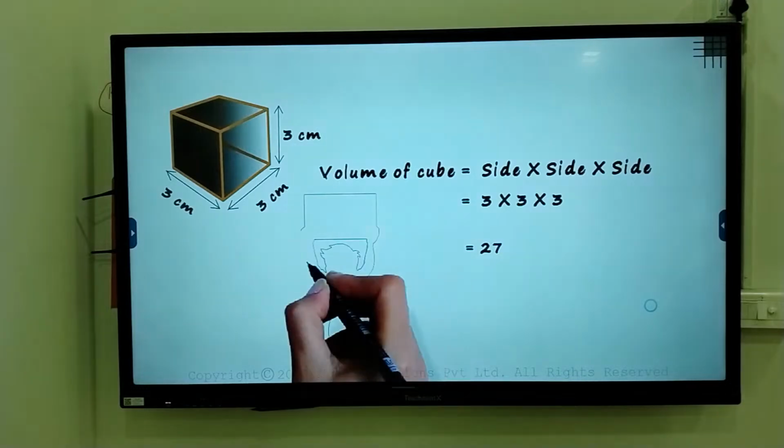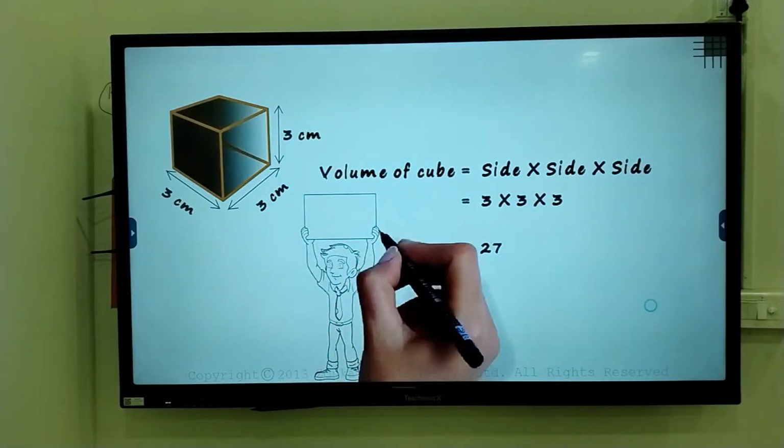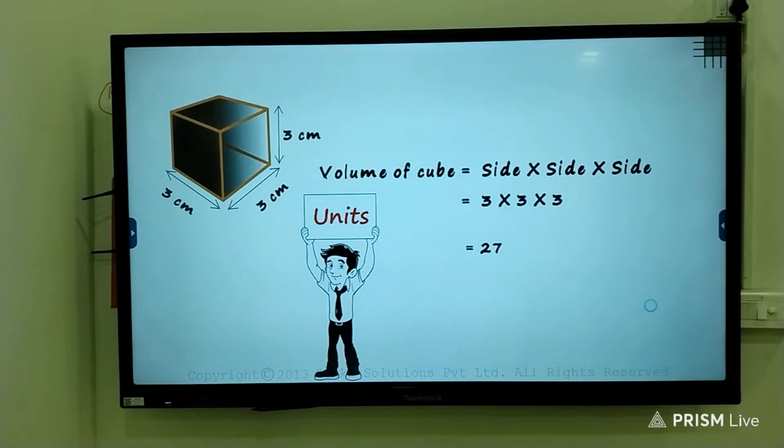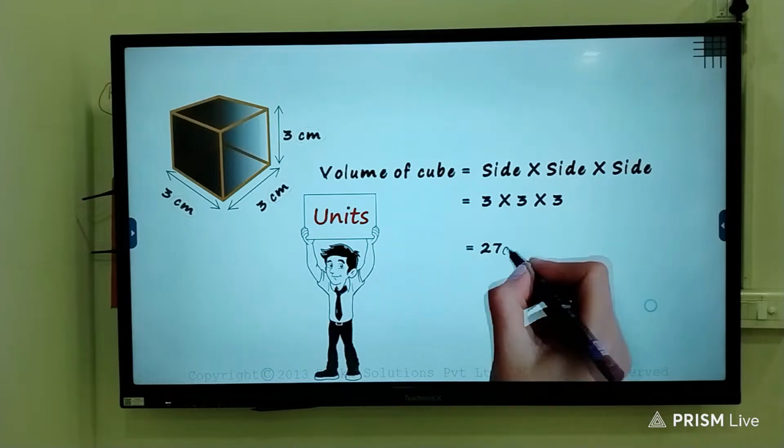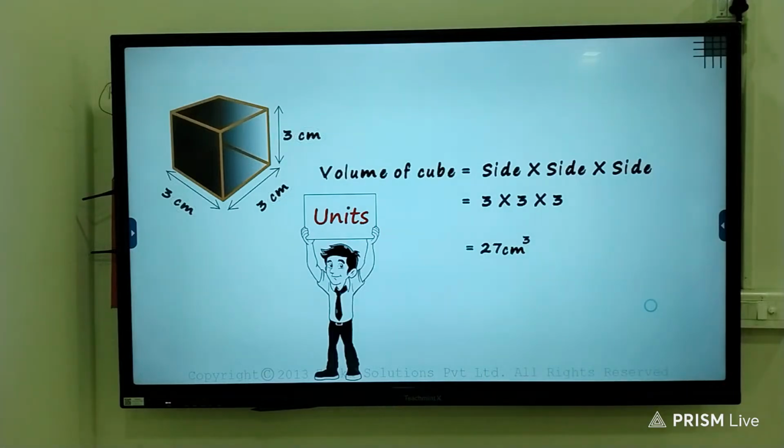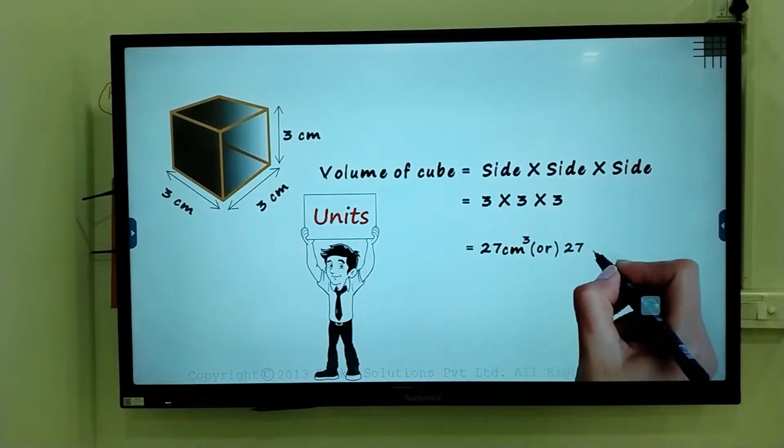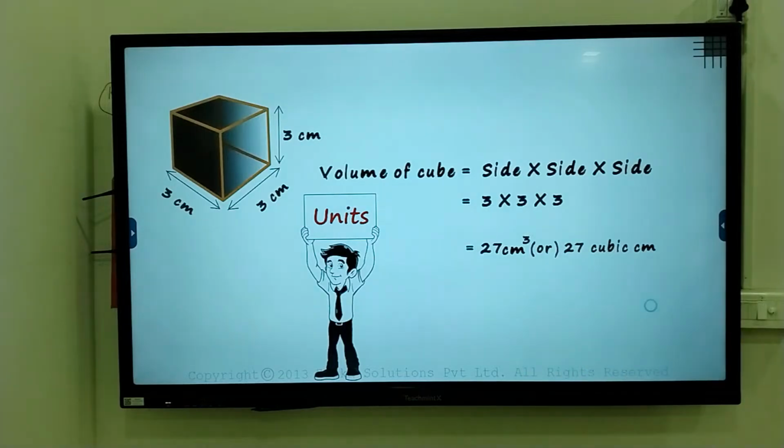But wait, are we forgetting something? Yes, it's the units of the answer. So the units of each side are also multiplied to get centimeters cubed. That's the precise answer. The volume of the cube is 27 centimeters cubed. The answer is also written as 27 cubic centimeters. So we can see that when 3 lengths are multiplied, we utilize the concept of cubes.